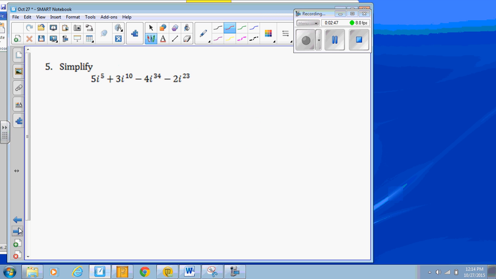Next problem here caused a lot of concern for people because it looks a little bit crazy. We've got i's and i to the 34th and pluses and minuses. Let's break it down into simple math here. We're going to say i to the first is i. We have to know this pattern. i to the second is going to be negative 1. These are definitions right here.